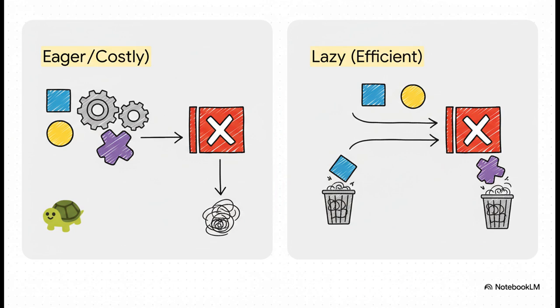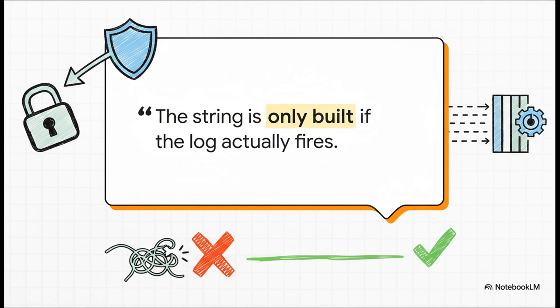The approach on the right, though, that's lazy. It's smart. It just passes the raw pieces to the logger and lets it figure things out later. And this is the magic right here. Using those little curly brace placeholders isn't just about making your code look cleaner. No, it's a performance feature. The logger checks the level first, and only if the message is actually going to be logged does it spend any time building the final string. All that wasted work we just saw, poof, gone.